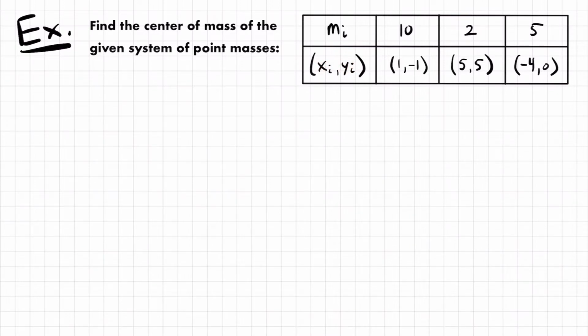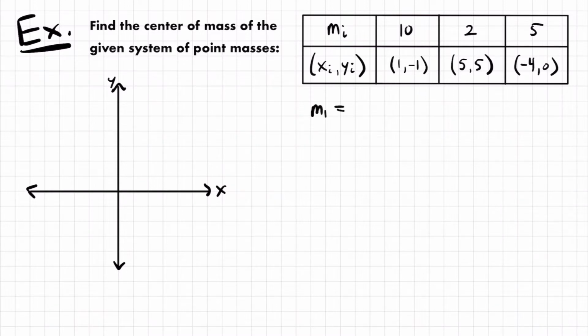And so let's graph these on a coordinate plane. I'll start by drawing the y-axis, and then I'll draw the x-axis, and then I'll label it. So this is the y, and this is the x. And then let's plot each of our masses on this coordinate plane. So we know that m1 is equal to 10, and that it's located at the point 1, negative 1. And so if this is x equals 1, and this is y equals negative 1, then our point mass m1 will be located right here on our coordinate plane.